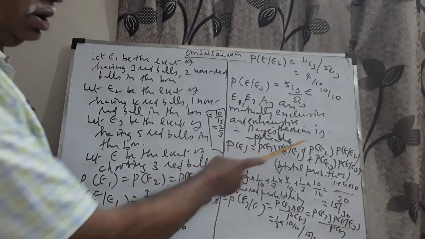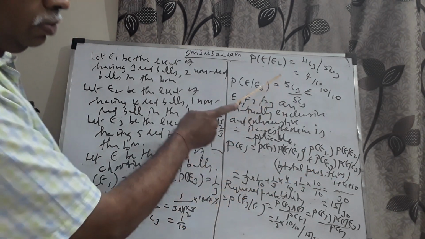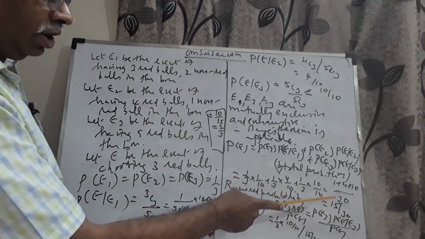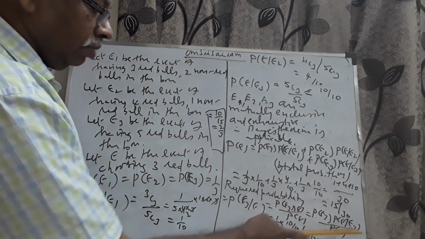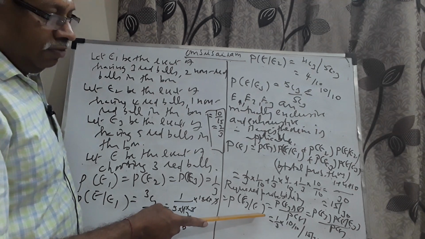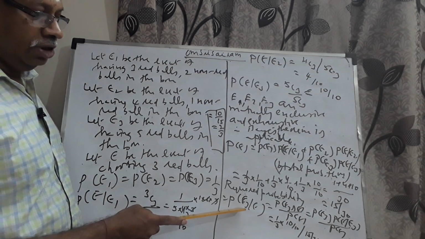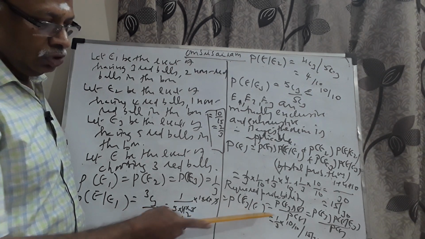Now P of E can be written like this. This is by total probability theorem. 1 by 3 into 1 by 10 plus 1 by 3 into 4 by 10 plus 1 by 3 into 10 by 10. 14 plus 1 is 15. 15 by 30, let it be as it is. Now I am having 3 red balls. What is the probability all the balls are red in color? Therefore, E3 bar E is the required probability.